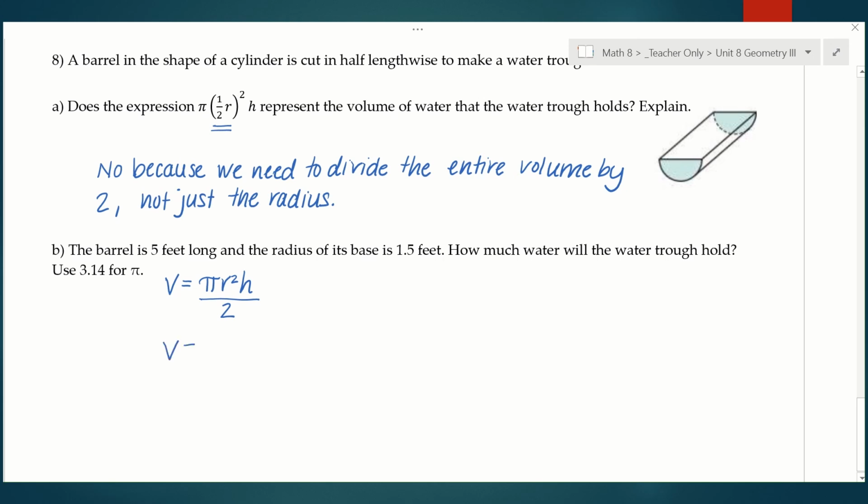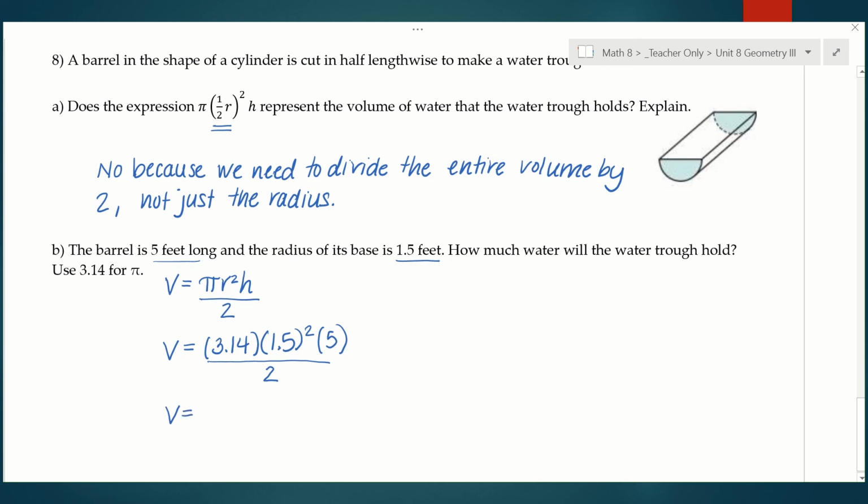Okay, so they are telling me to use 3.14 for pi, so that's what I'm going to substitute in there. They tell me that the radius of the base, remember the base is the circle, is 1.5. So I'm going to do times 1.5 squared. And it says the barrel is 5 feet long. So if I were to take that barrel and stand it up, that would be considered my height. Okay, so just because it says 5 feet long, that's still the same as your height. And then we'll take all of that and we'll divide it by 2.